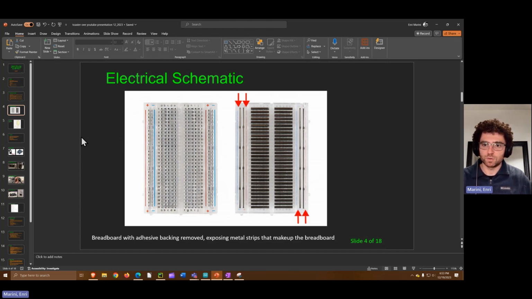And basically, whenever you take a look at a breadboard, what you actually have are metal bars that run horizontally, and then you have these vertical rails, and everything that is connected horizontally on the rows is connected together. Everything, in this case, that's connected vertically is connected together. So if you were to take any breadboard and you remove the backing, this is what essentially you would see.